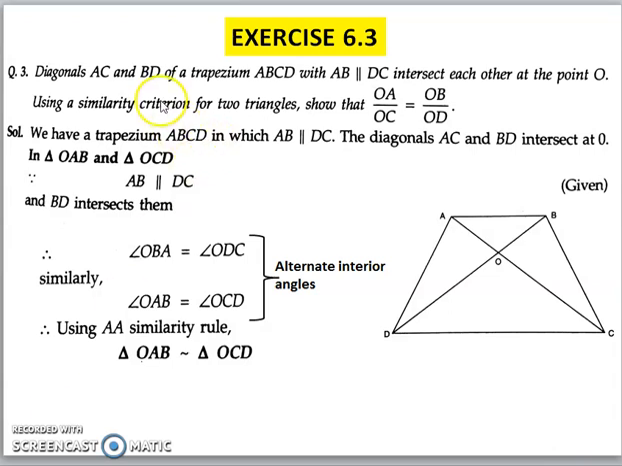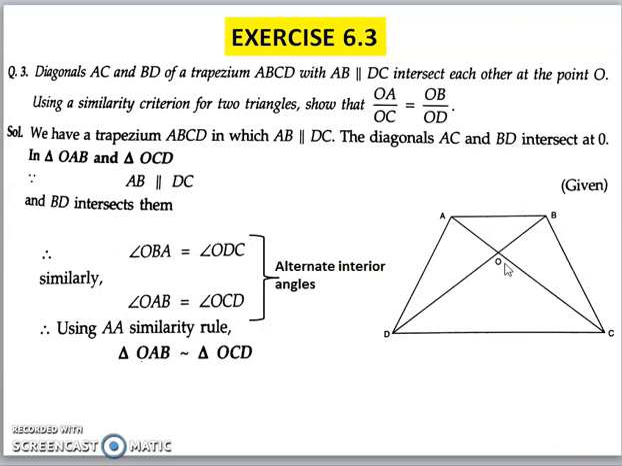So the third question: diagonals AC and BD of a trapezium ABCD with AB parallel to DC. So here AB and DC are given parallel. They intersect each other at O. Using similarity criterion for two triangles, show that OA by OC is equal to OB by OD.